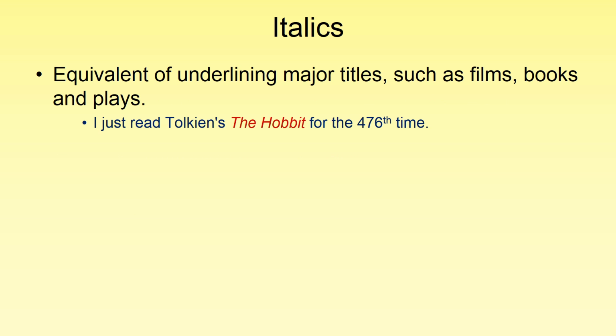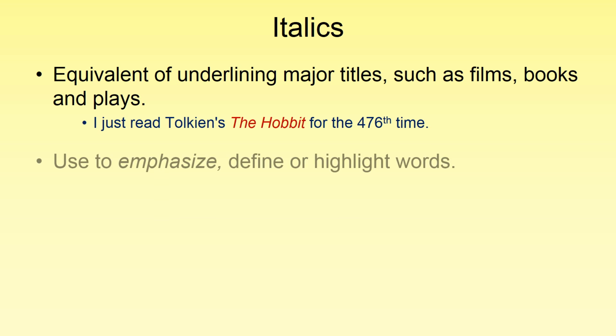We're going to wrap up this slideshow by looking at italics. Italics are used to emphasize certain words in a sentence. They're the equivalent of underlining major titles such as books, films, and plays, and essentially it's the same rule. We're just emphasizing the title that we're looking at. In the example here, I just read Tolkien's The Hobbit for the 476th time. You'll notice that I enunciated this a little bit differently because it's in italics.